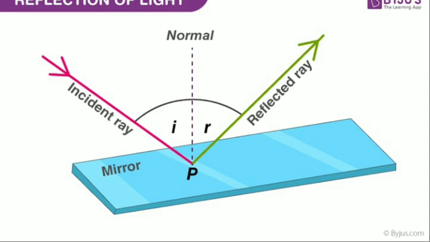Then an imaginary line perpendicular to the reflecting surface at the point of incidence is called the normal. The laws of reflection. First one: the incident ray, the reflected ray and the normal at the point of incidence lie in the same plane. Second: the angle of incidence i and the angle of reflection are always equal.